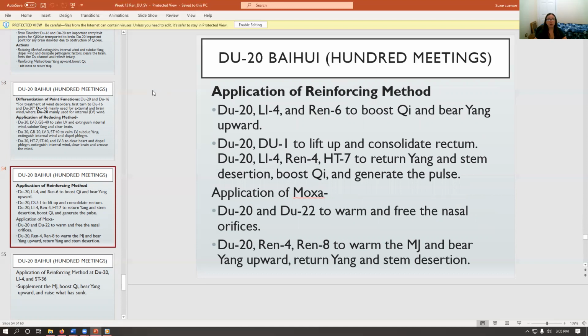Reinforcing method, DU 20, we're looking at completely opposite here. So LI 4, REN 6, boost qi, bear yang upward. In the case of sinking, with DU 1 to lift up the rectum, with LI 4, REN 4, and Heart 7 to generate the pulse. So that's in the case of desertion. Then we can actually add moxa to DU 20 with DU 22 to help free the nasal orifices. And then again with REN 4, REN 8, that's going to really focus on the middle jiao, bearing yang upward and stemming desertion.